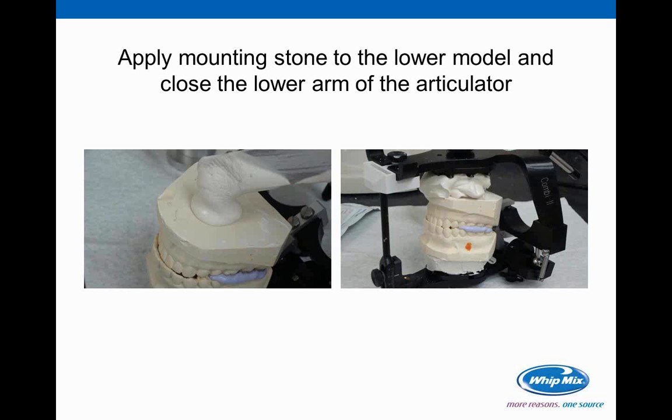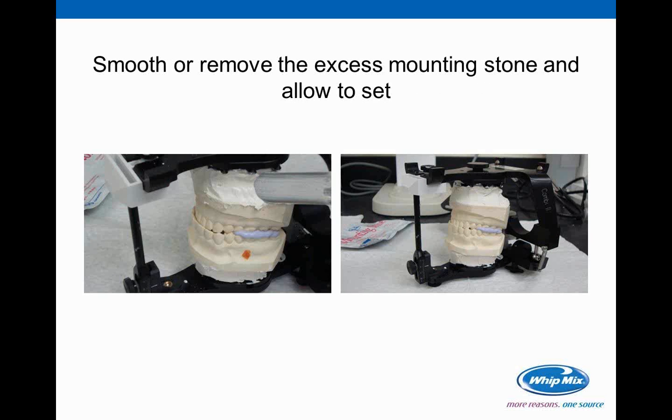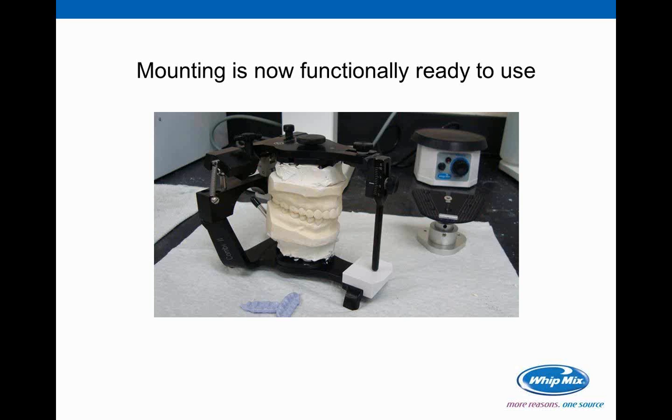Okay, apply the mounting stone to the lower model and close the lower arm of the articulator over the top of your lower model. At that point, you're going to do the same procedure again. You're going to smooth out or remove the excess mounting stone, and you're going to allow it to set up. Now, once that's been accomplished, your mounting is actually now functionally ready to use.